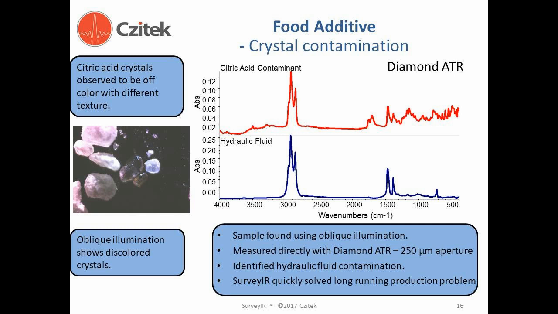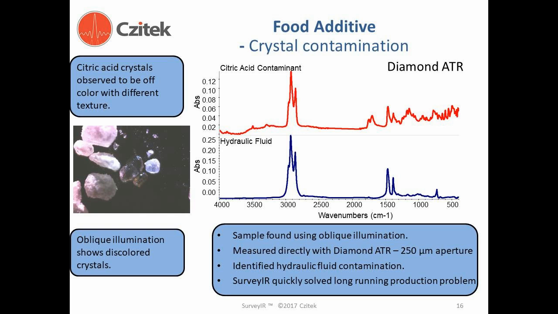An infrared spectrum of the contamination with citric acid present is shown at the top right. The contaminant was identified as hydraulic fluid, a corresponding reference spectrum shown in blue on bottom right. The source of the hydraulic fluid was a compromised seal in a pump used in the manufacturing process.